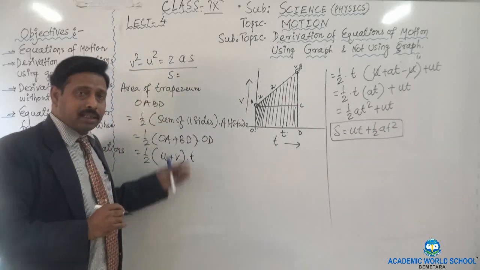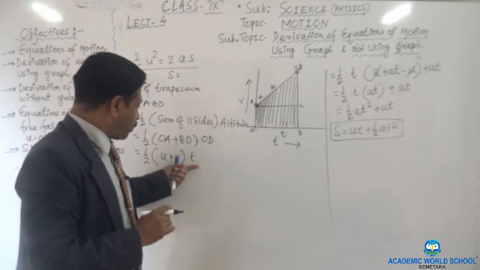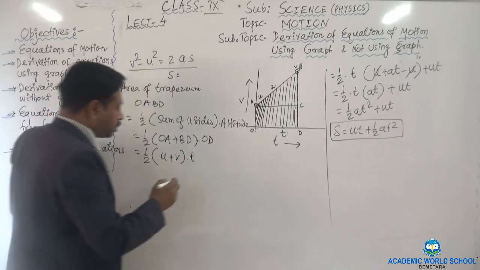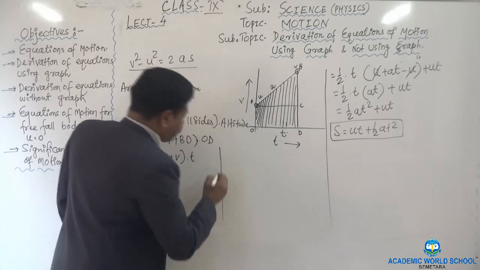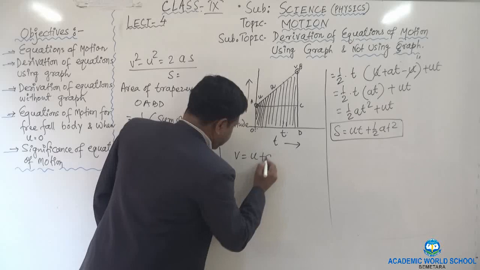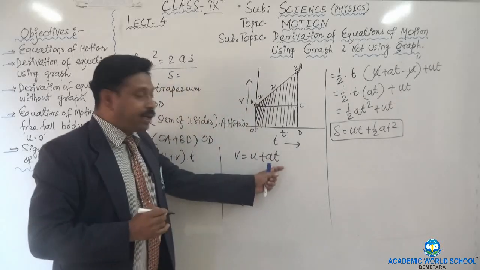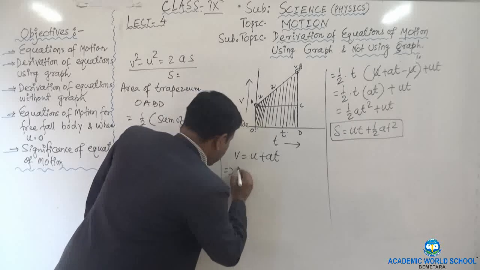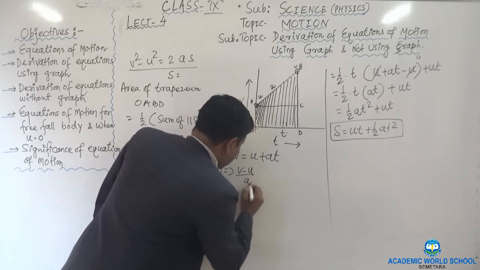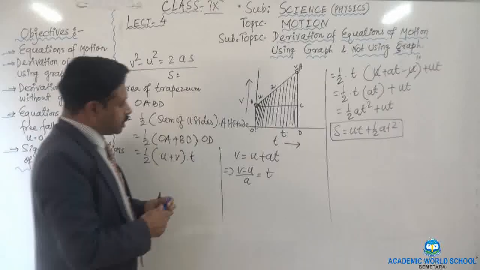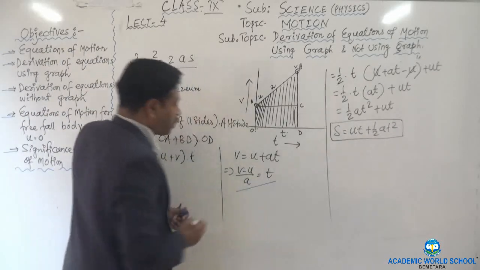After that we proceed as in the second equation. Now from this it will change. Now you see what you have to do. We know that according to the first equation of motion, V equal to U plus AT. Find out the value of T from here. How to get T? We can write V minus U upon A is equal to T. Understood? So T is equal to V minus U upon A.